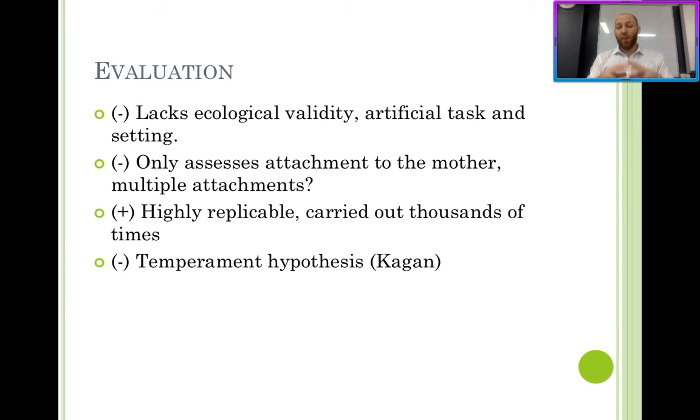One limitation of the theory, not so much the study, but Ainsworth's conclusions, is that it may not be parental sensitivity and it may not be anything to do with the parents at all. In fact, it might be the temperament of the child. So Kagan argued that there were 3 different types of temperament: easy babies, difficult babies, and those slow to warm up. And he argued that this was linked to their temperament.